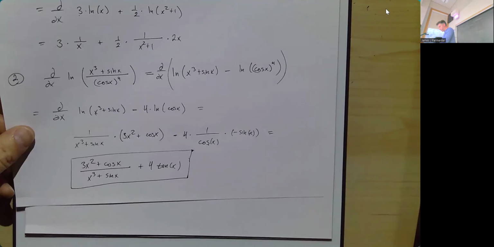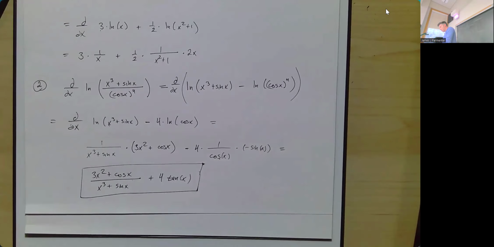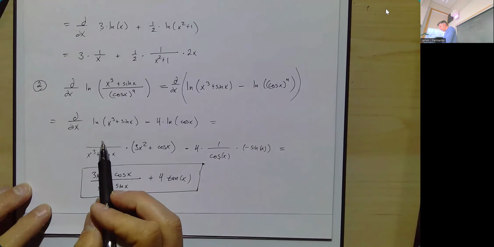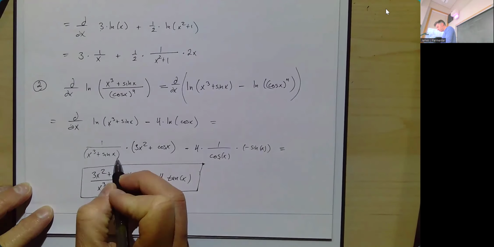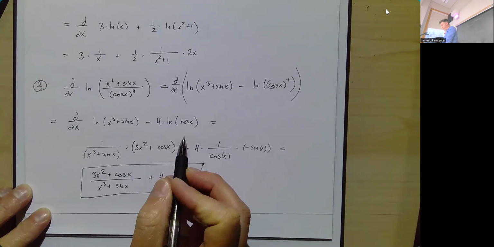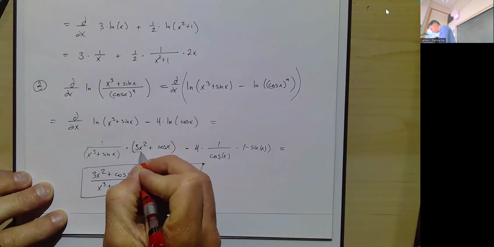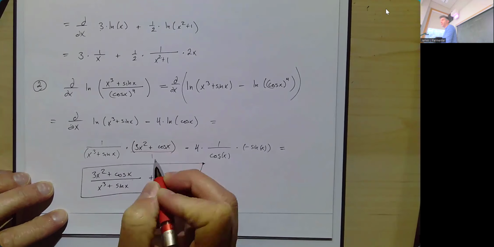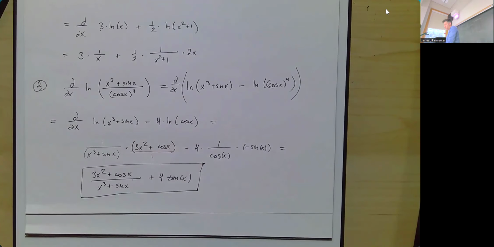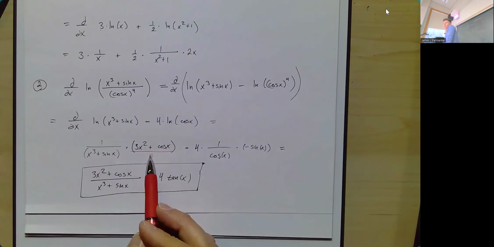So from this step to this step. For this first part here, I have 1 over this multiplied by that, and I'm just rewriting it as that part of the numerator, because essentially I'm multiplying fractions. This fraction is 1 over x cubed plus sine x. This fraction is 3x squared plus cosine x over 1. When you have fractions times fractions, you're doing top times top, bottom times bottom.